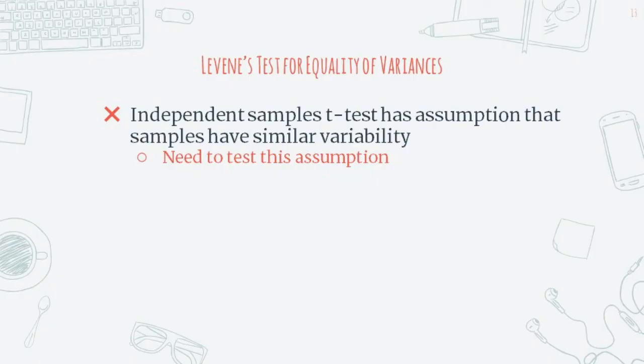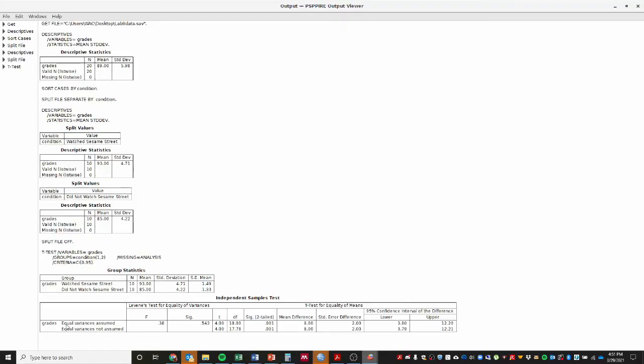You might recall from class that we have the assumption that the two samples have similar variability. That is, they kind of have the same distributions. There are not some crazy outliers, or everybody in one group is very similar to each other and everybody in the other group is very different from each other. Usually we assume that the variances are equal, and so we would just use this one line here. But if you cannot assume that the variances are equal, that the variability is equal, you have to use this second line.